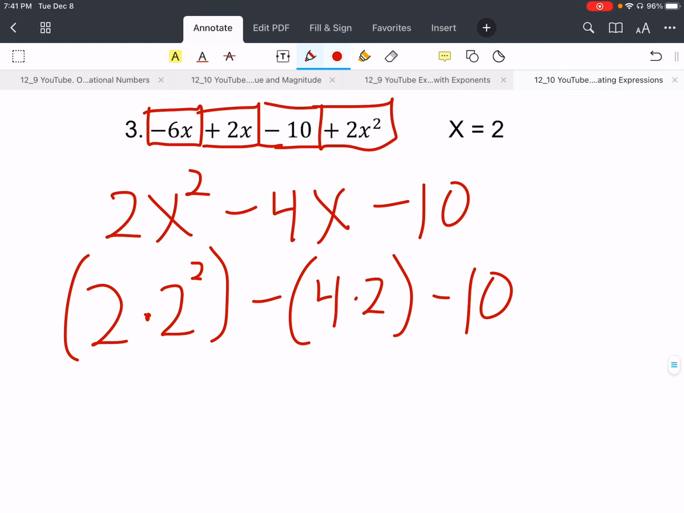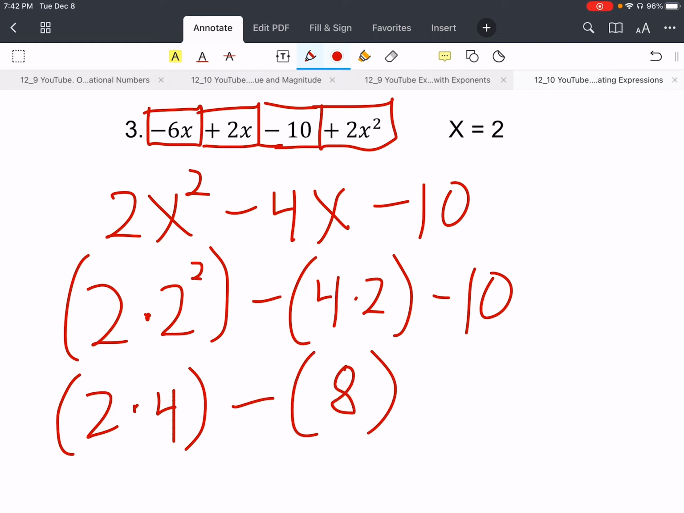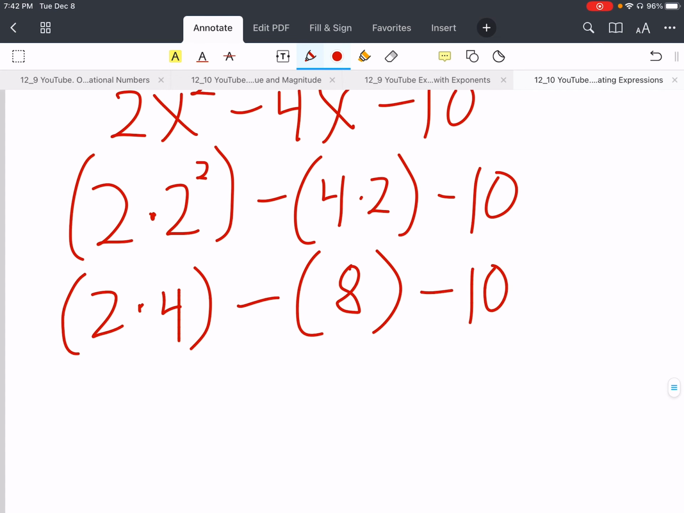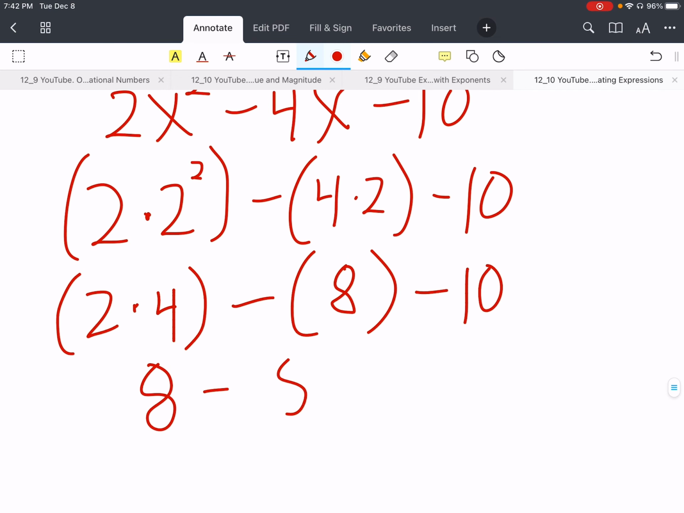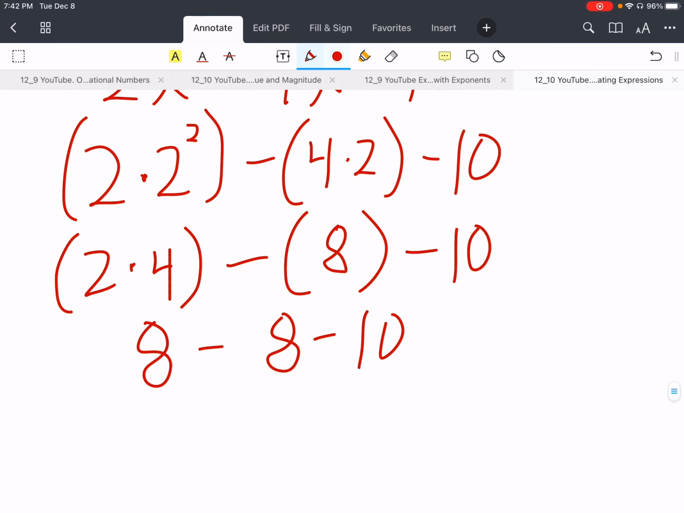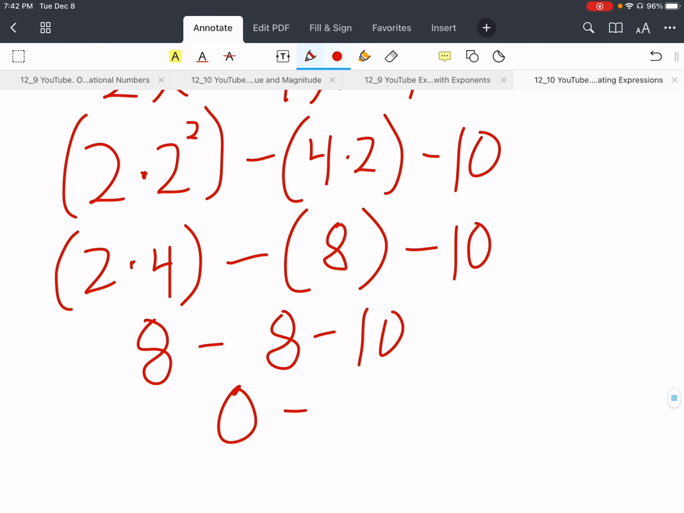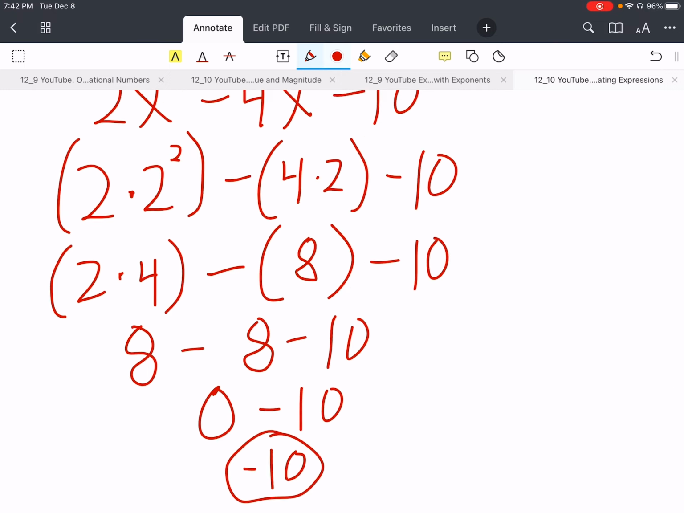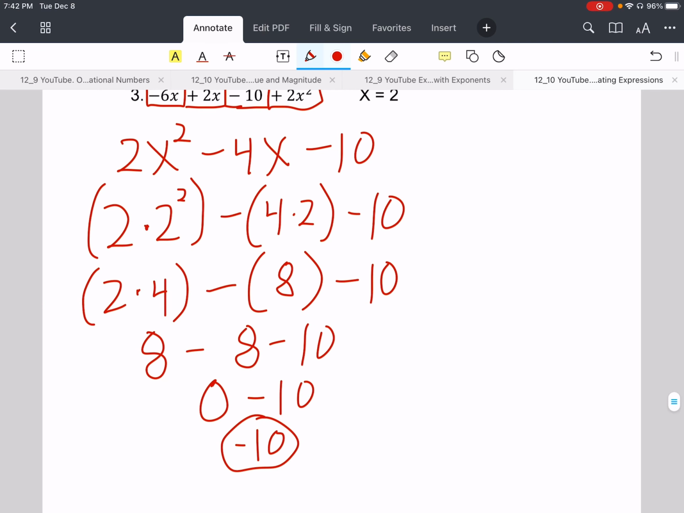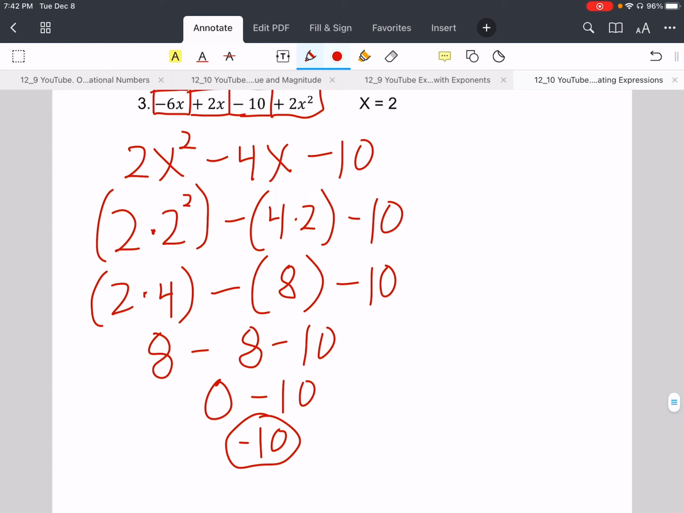So in this left parentheses, we need to solve the exponents first. So that's going to stay as 2 times 4 minus, here, 4 times 2, which is 8, minus 10. That'll leave us with 8 minus 8 minus 10. 8 minus 8 is 0, and 0 minus 10 is a negative 10. So the tricky part here is to stay organized, use your order of operations, and don't forget to combine like terms at the beginning to make things a little easier.